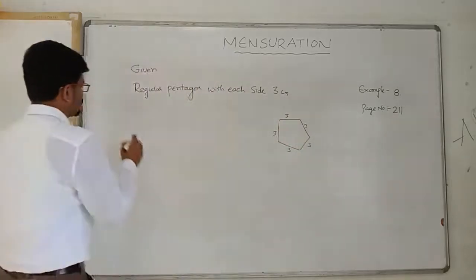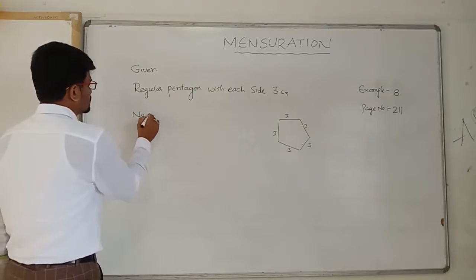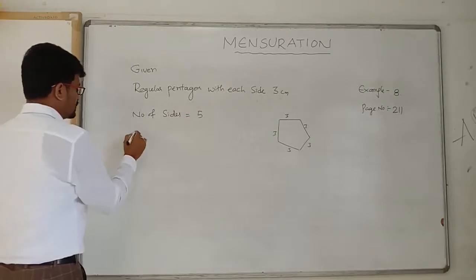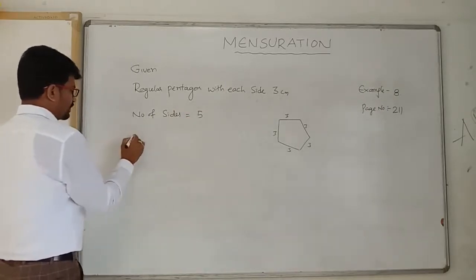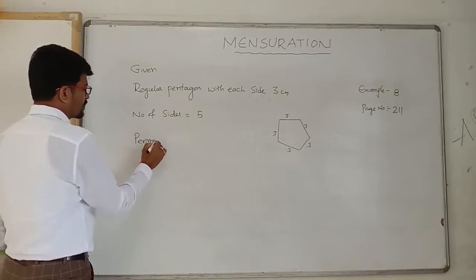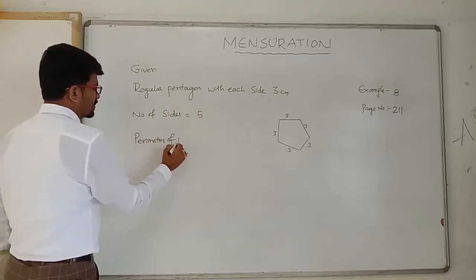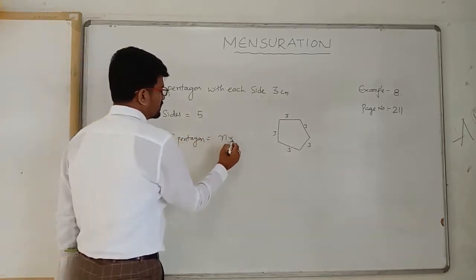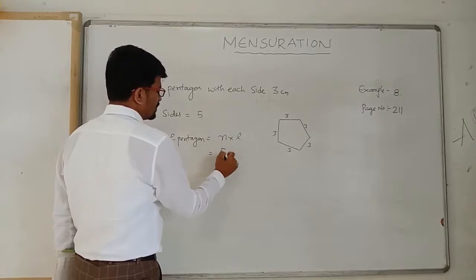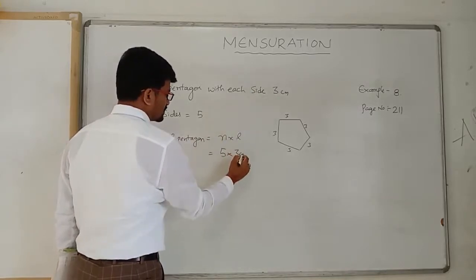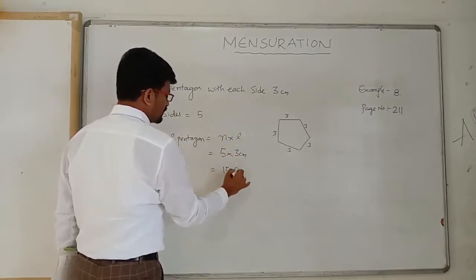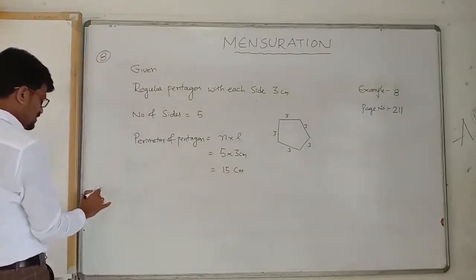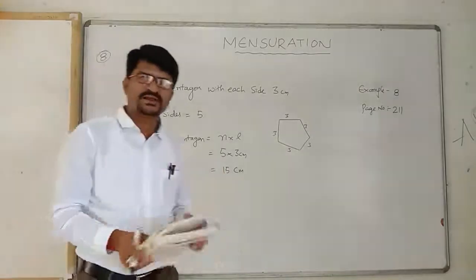Now, therefore, number of sides is 5. Perimeter of pentagon is n into L. N means 5. L means 3 centimeters. That implies 15 centimeters. Okay. This is example 8. Now, I'll explain example 9 also.